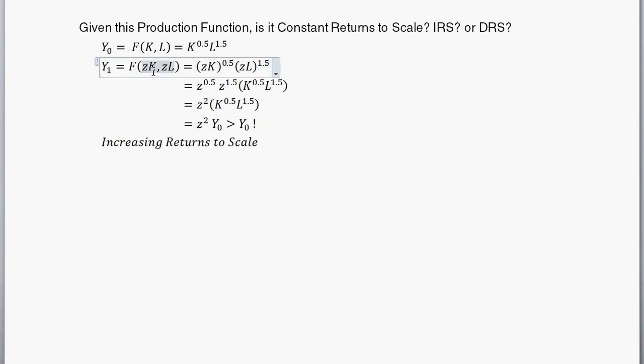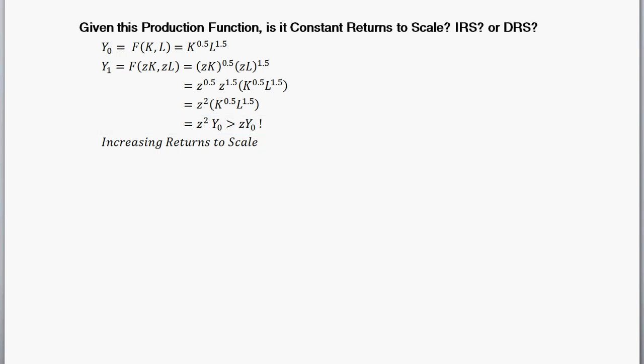Because we've increased the inputs by some amount, this scaling factor z, and we found that output increased by more than that. We increased the inputs by z, but when we plugged that into the production function, output is now more than z times the initial output. So we have increasing returns to scale.